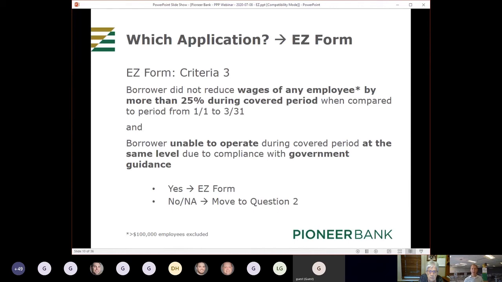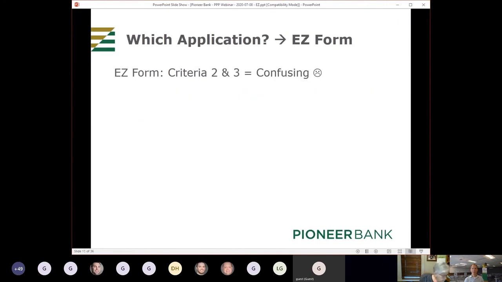And so if you can say yes to this, you use the easy form. And if you say no to this, you don't go to question 2, you actually will at this point go to the standard form. So to kind of summarize criteria 2 and 3, confusing. There's just a lot to kind of be able to talk through on that one.